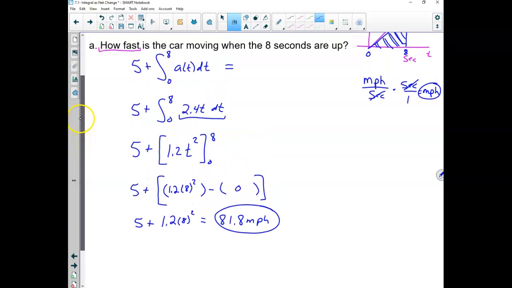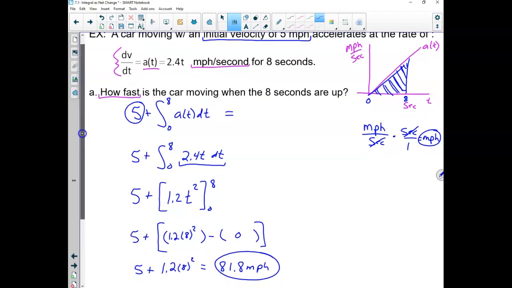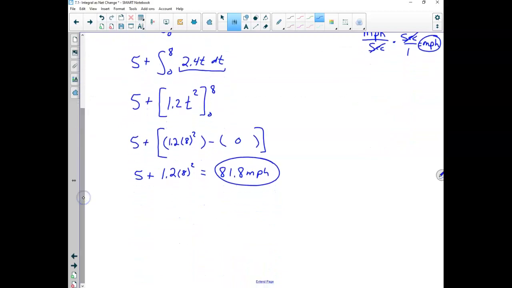And notice, this one had an initial velocity of 5 miles per hour. So I started out at 5. At t equals 0, I was already going 5 miles per hour. Okay, so how fast is the car moving when the 8 seconds are up? Well, it's moving 81.8 miles per hour.